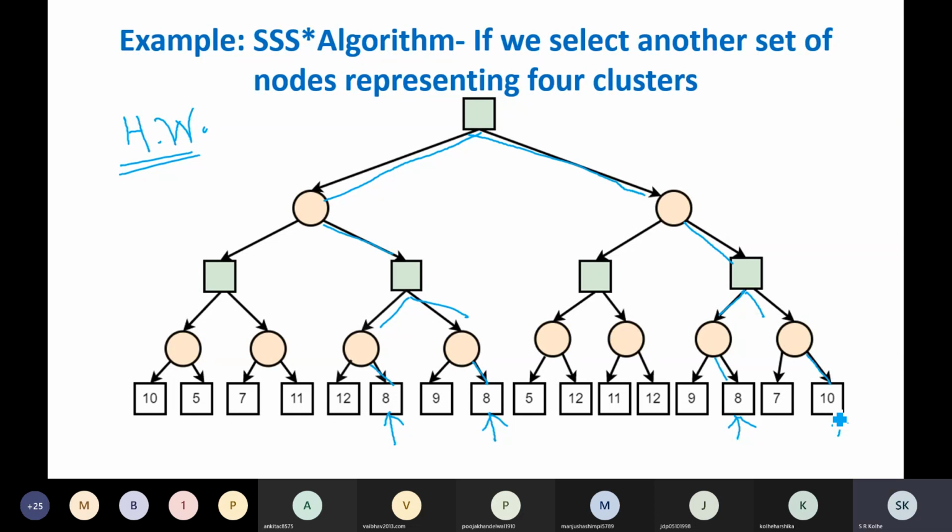Another set of 4 clusters, and again trace which one is the best cluster right now. Suppose I name these A, B, C and D. These representative nodes belong to 8 clusters. So which one is best now? D. Again D in this case with value 10. So repeat the functioning of the SSS star algorithm on that. Another possibility.